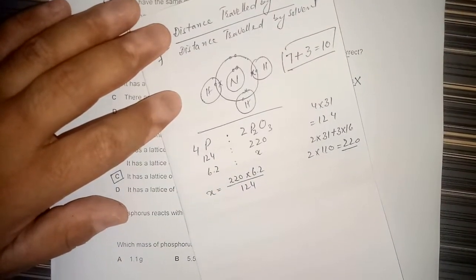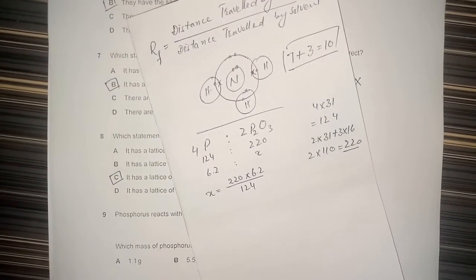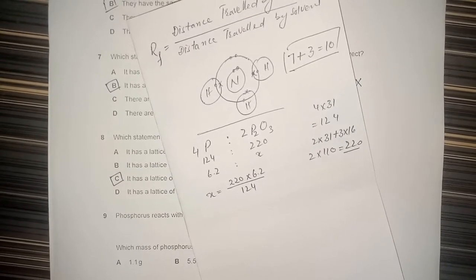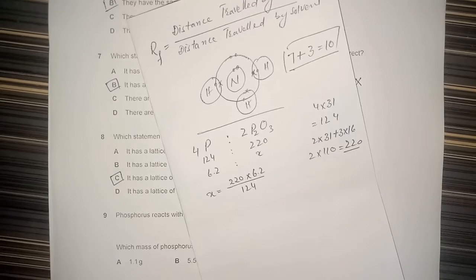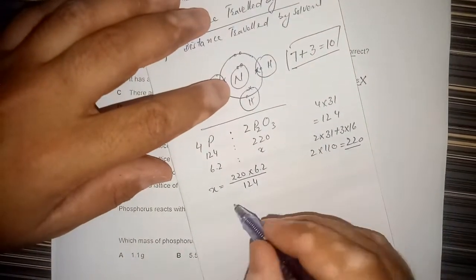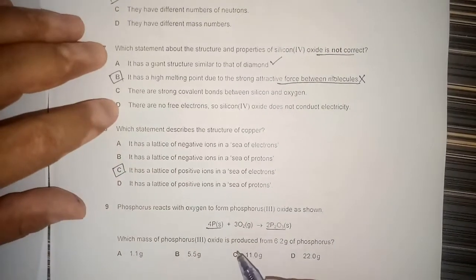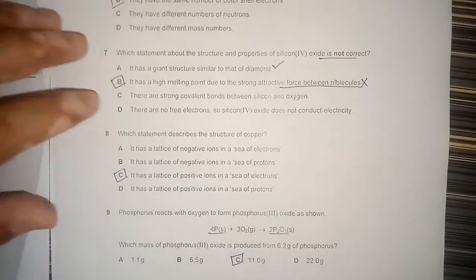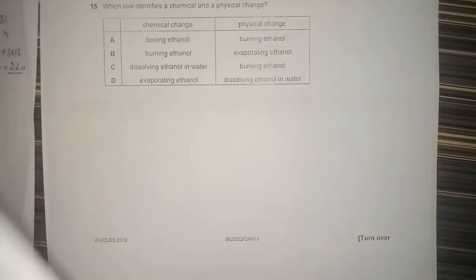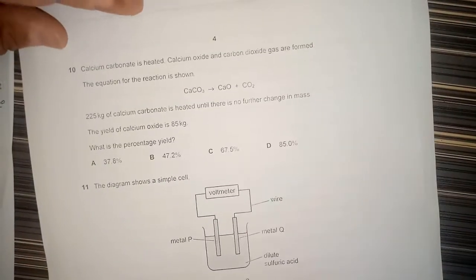So use the calculator, you can easily find the answer, and this is 6.2 times 220, and then we have to divide it by 124. The answer is 11. Okay, and for that we can say the right option is C. Hopefully you understand. So proceeding with the next question, this is question number 10 on page number 4.